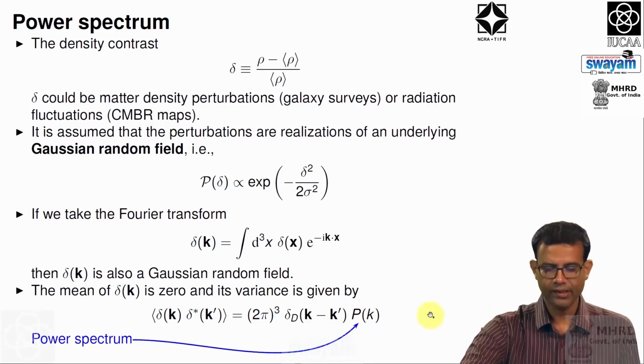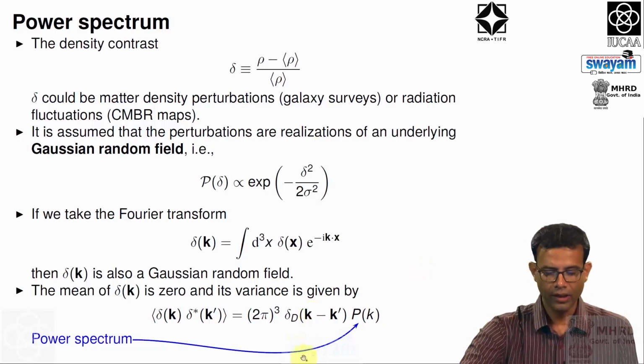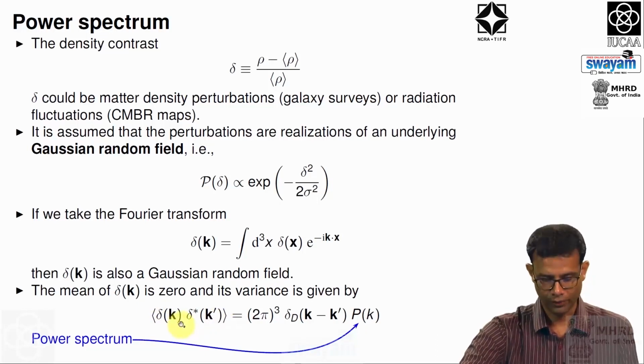Essentially, this is just a more formal way of writing what we already wrote in the last lecture. Basically, you can see the power spectrum is something which is proportional to mod of delta square. So, it is just measuring the fluctuations.